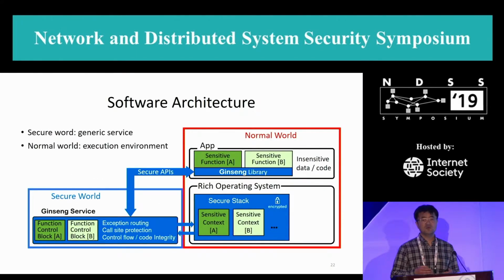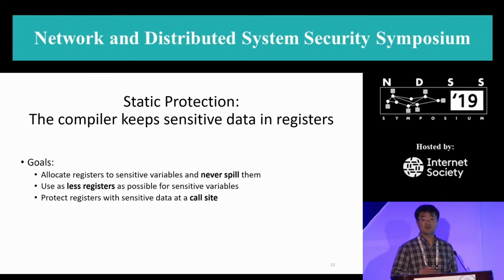The application with sensitive data runs in the normal world, and it uses the secure stack when it needs to save sensitive data through the secure API. Our static protection is the compiler extension, and it has 3 goals.